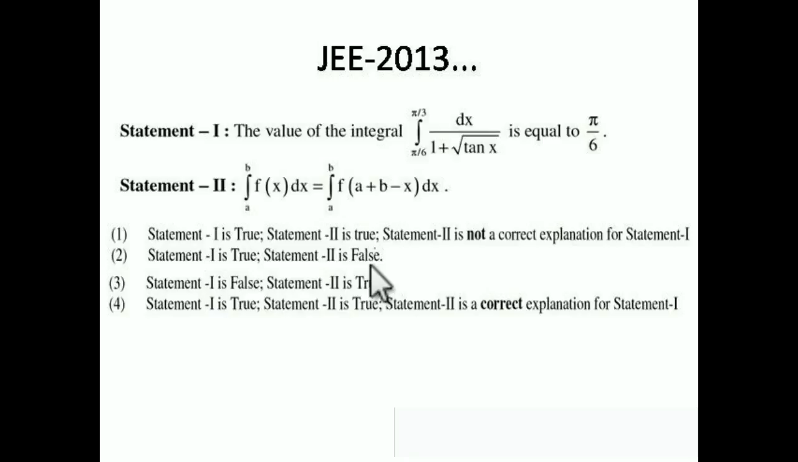Now see friends, what they say. Here it is given that the integration from pi by 6 to pi by 3 of dx upon 1 plus root tan x is equal to pi by 6. We just need to use the basic formula. The formula is: integration a to b f of x dx is equal to integration a to b f of a plus b minus x, that means upper limit plus lower limit minus x, into dx. Okay, so we take this as I.